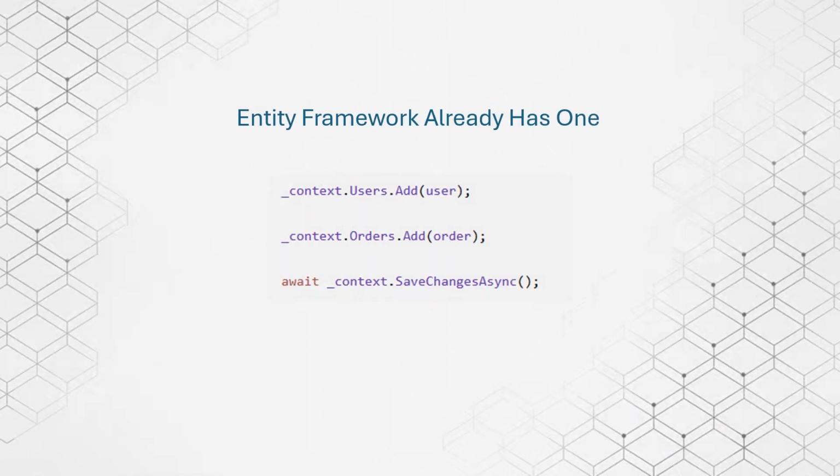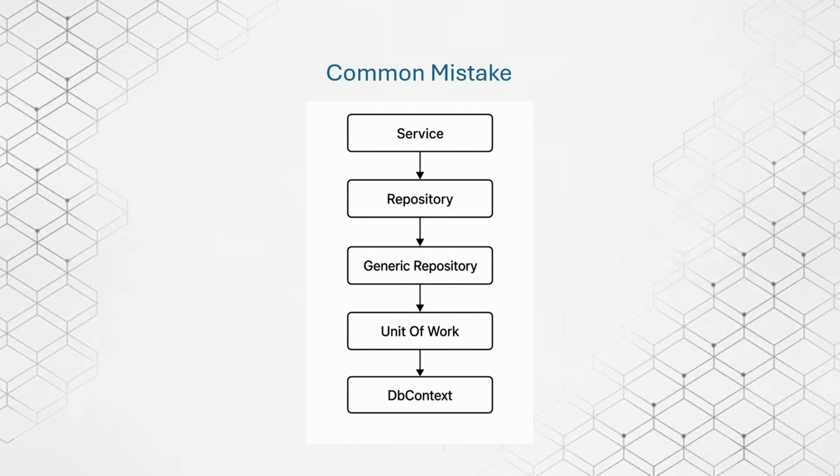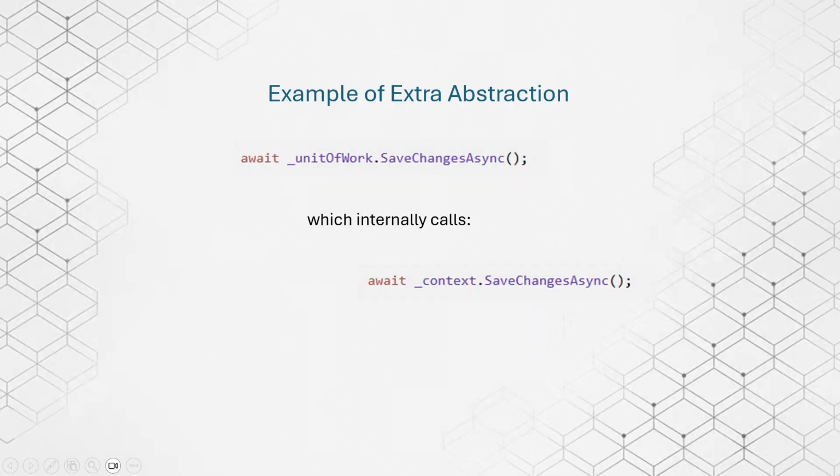In Entity Framework, DB context already tracks changes and commits them using save changes. In many cases, DB context already acts as a unit of work. Some applications add additional unit of work layers that simply wrap DB context without providing additional value. If the unit of work only forwards calls to DB context, it may be adding complexity without solving a real problem.